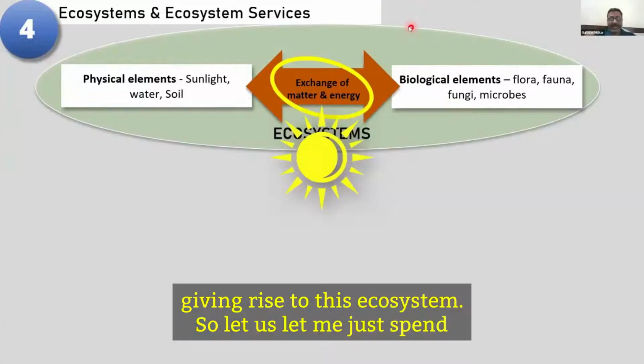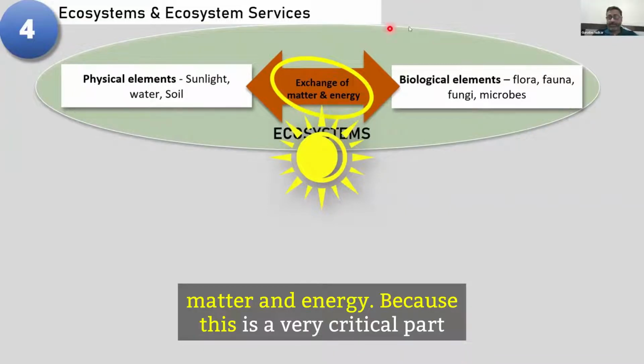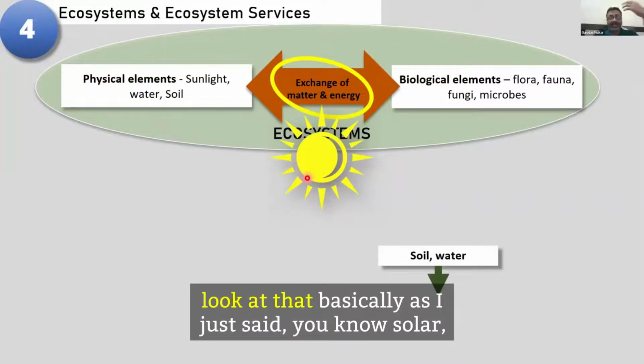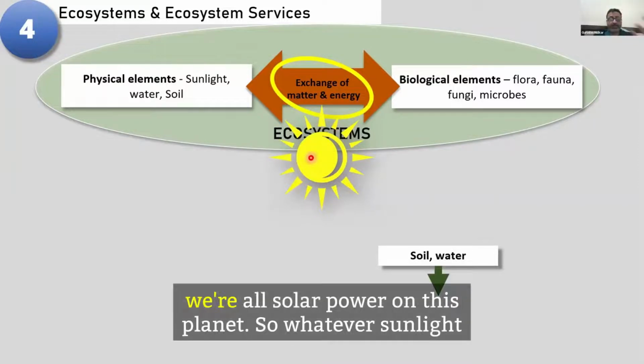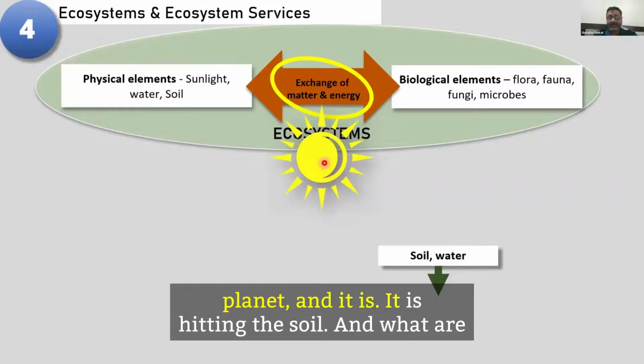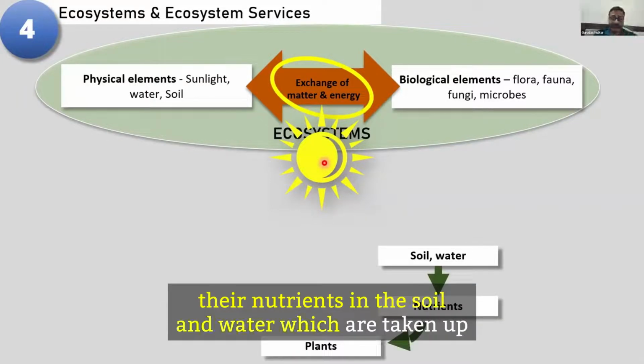So let me just spend some time understanding what I mean by exchange of matter and energy, because this is a very critical part in any ecosystem. So exchange of matter and energy, if you look at that, basically, as I just said, we are all solar powered on this planet. So whatever sunlight is falling is the only source of renewable energy on the planet. And it is hitting the soil and the water. There are nutrients in the soil and water which are taken up by plants.